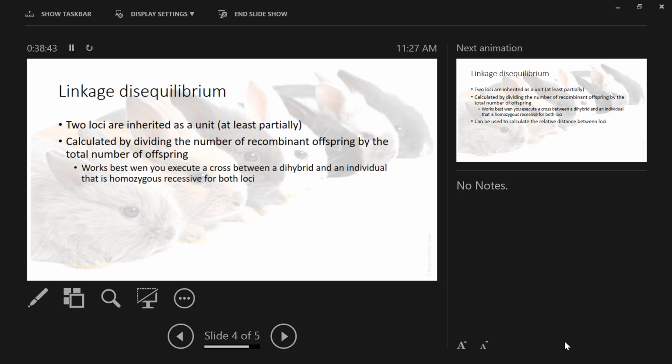It's not going to be 1, because this is what you would expect based on independent assortment, right? You'd expect 25% of all of the offspring to have these particular genotypes. So it would be 500 recombinant offspring divided by 1,000 total. So if they were sorting independently, this number should be 0.5.